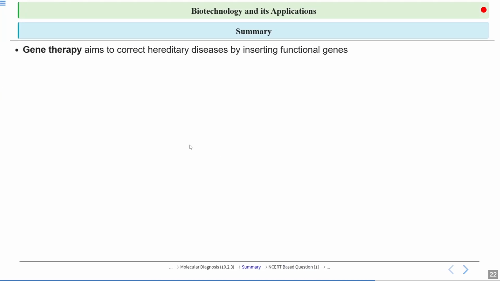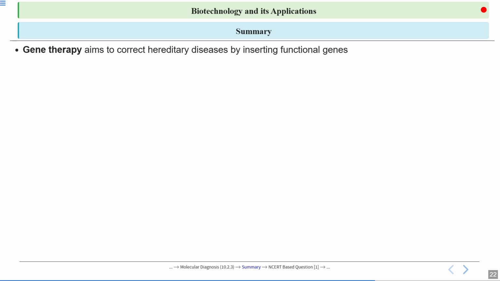So what we have studied in today's class, we basically studied two things. First is gene therapy and other is molecular diagnosis. So what actually is gene therapy? Gene therapy, as stated, is a collection of processes in which we can replace or insert functional genes which have been disrupted and are not working properly in the human body.